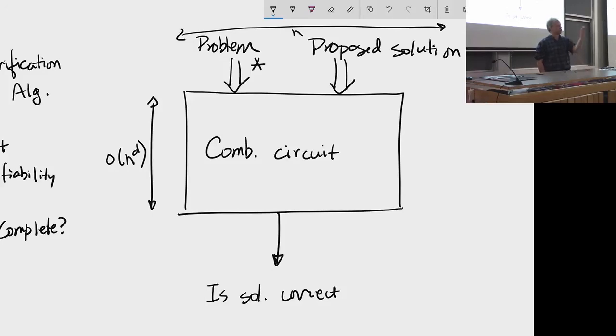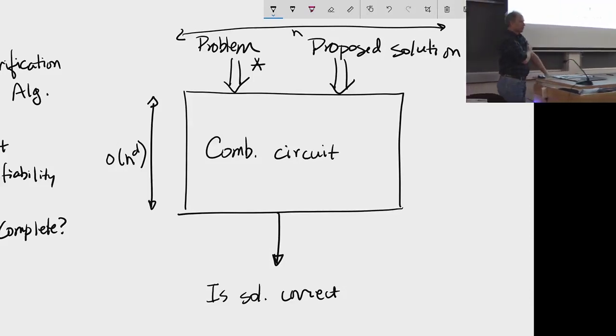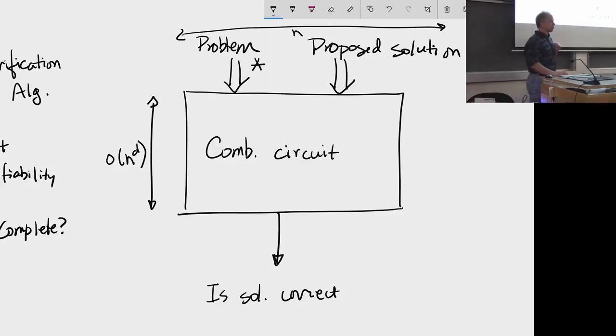Suppose you want to solve some problem from NP. Call it problem X. We take its verification algorithm and compile it into a circuit. We can compile it in polynomial time because we have a polynomial time algorithm, and it will map into a polynomial size circuit. So you take any old problem out there from NP, take its verification algorithm, and compile it into this combinatorial circuit.